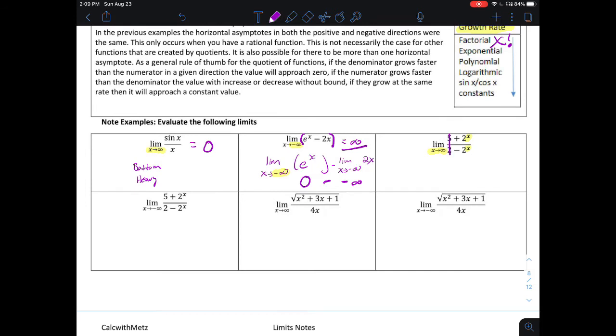So if I simplify this problem, I basically have positive 2 to the x power over negative 2 to the x power. And because they have the same rate, I can say that equals -1. So they actually have the same rate here.